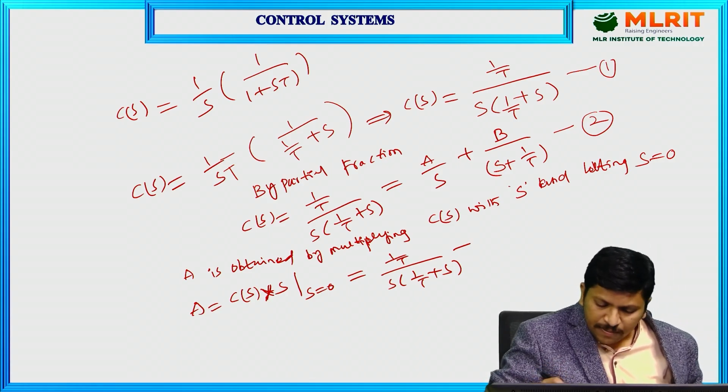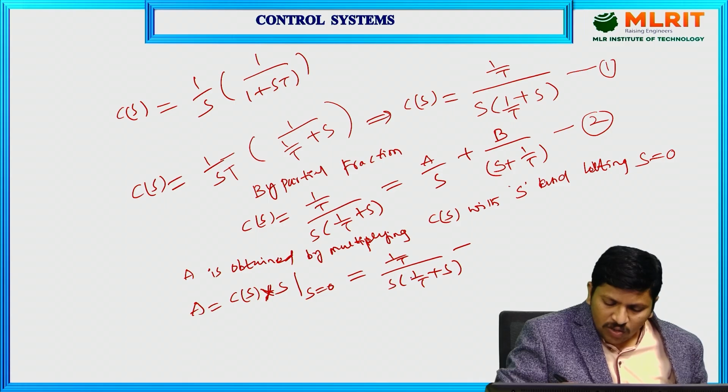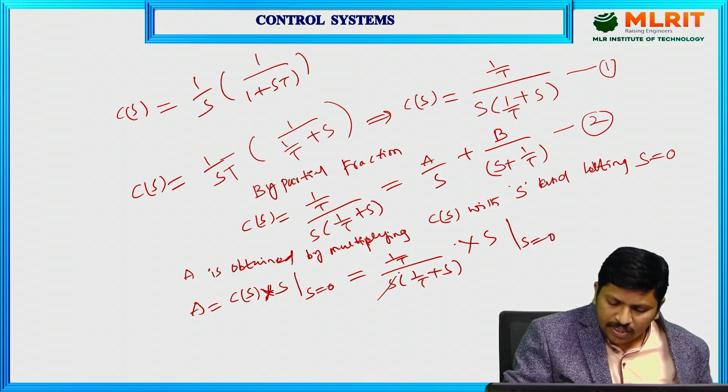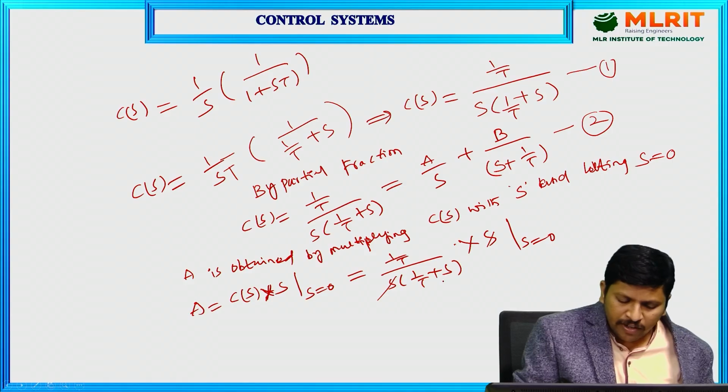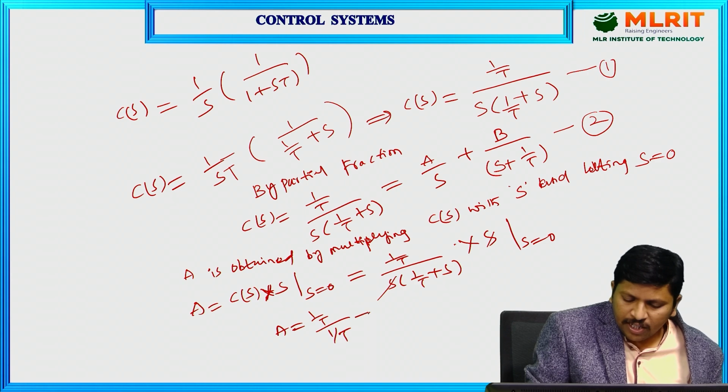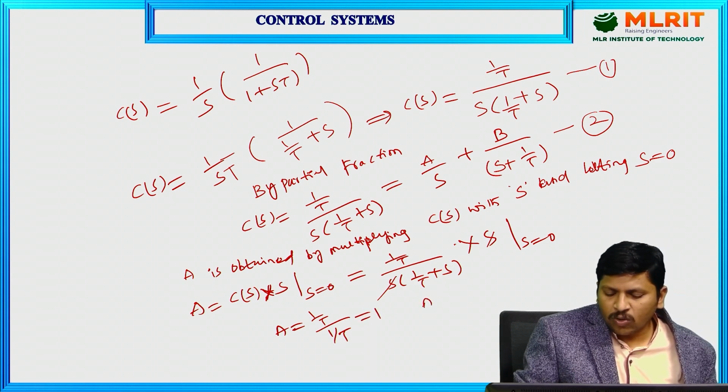Next, substitute s equals 0. Here the s terms both get cancelled. Substituting s equals 0, a equals 1 by t divided by 1 by t, that is nothing but a equals 1. So a equals 1. This is the a value.